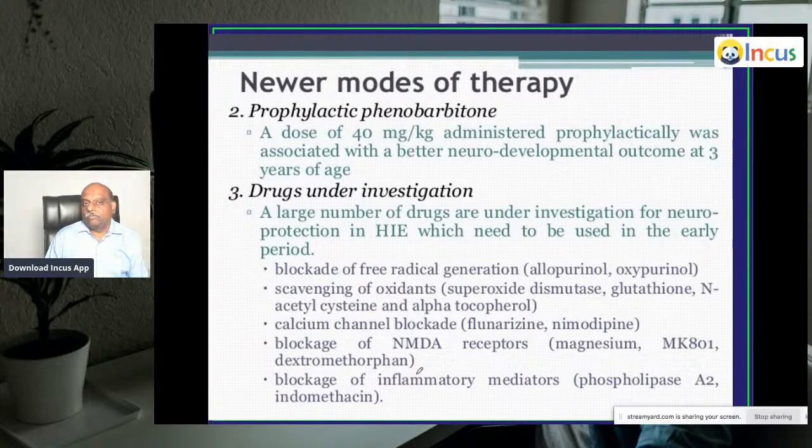One of the newer modes of therapy is prophylactic phenobarbital. If you administer this, it has been shown in cases of neonatal asphyxia to improve the neurodevelopmental cognitive outcome at 3 years of age.